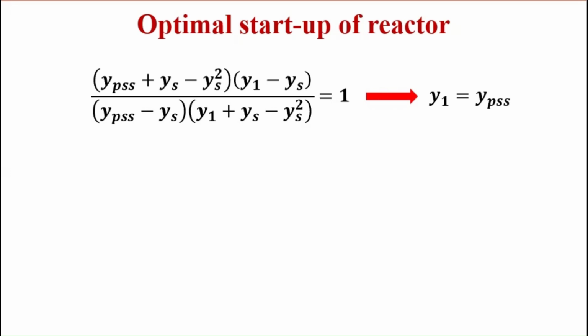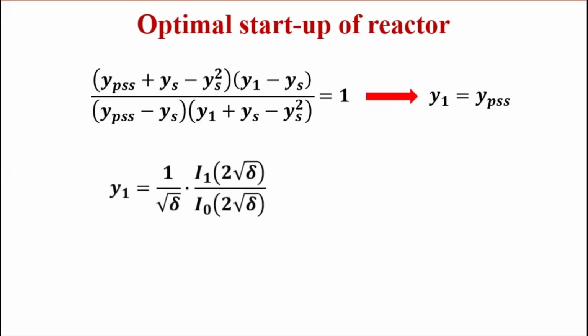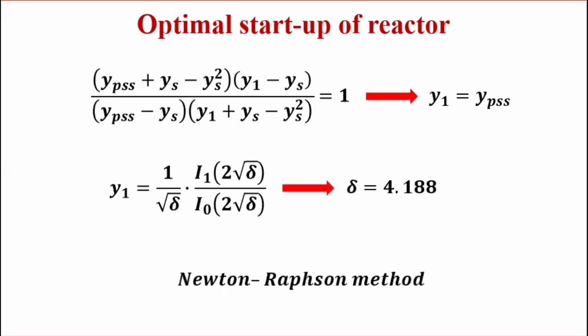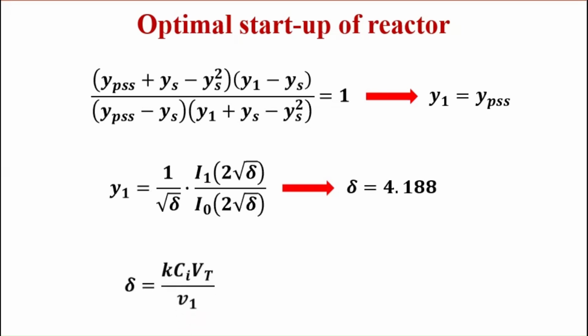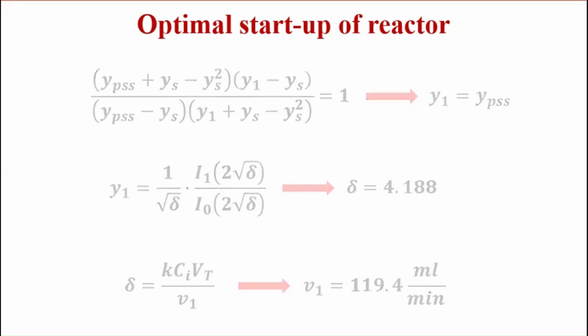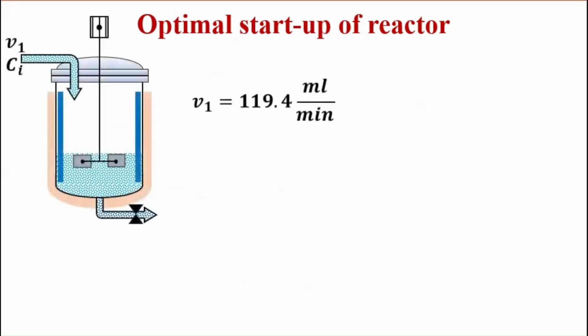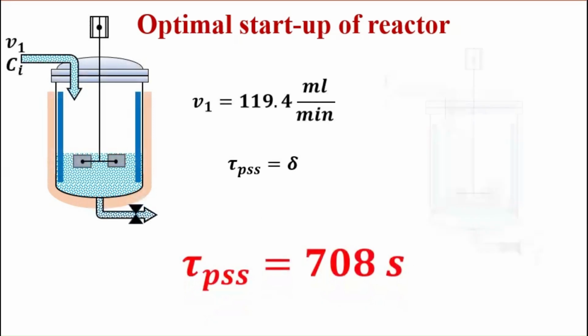concentration of ethyl acetate. Therefore, by determining y1, the parameter delta can be obtained using numerical methods such as the Newton-Raphson method. By determining the delta parameter, calculating the volumetric flow rate of the input feed during the reactor filling stage, meaning V1, is not a problem. In this case, the time required to reach the practical steady state corresponds to the parameter delta, and is shorter than the time obtained previously.